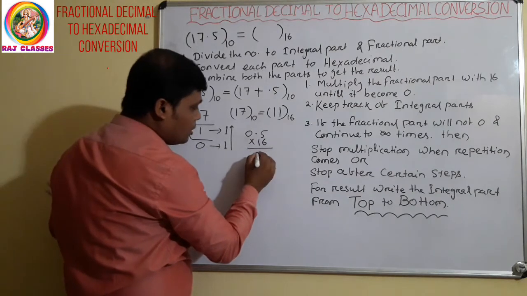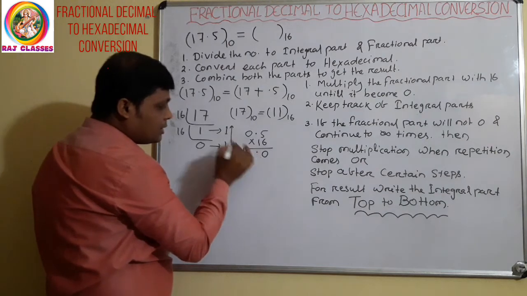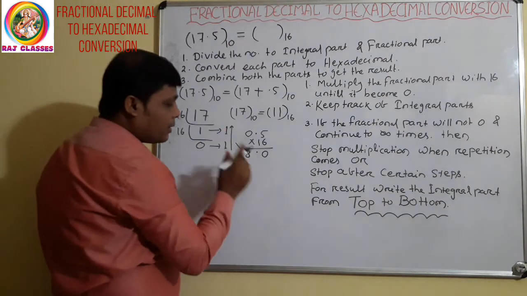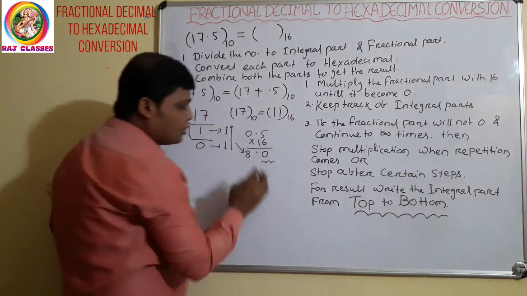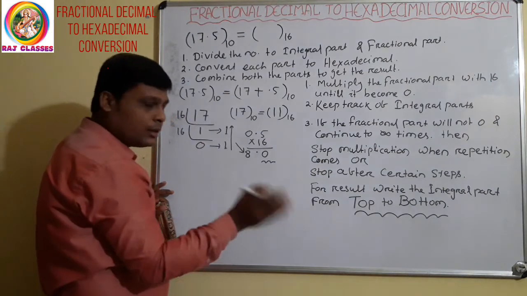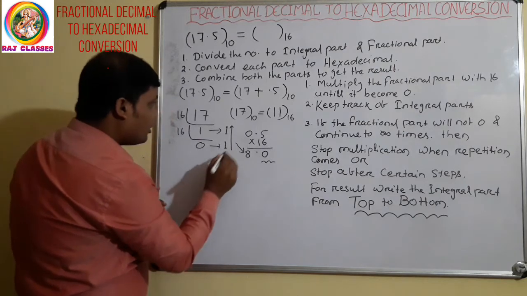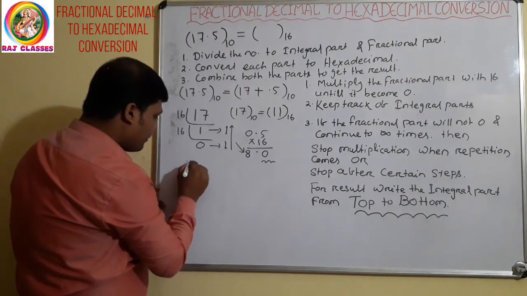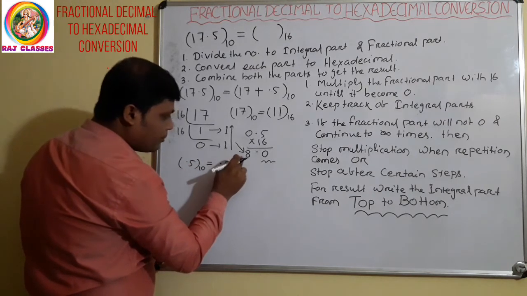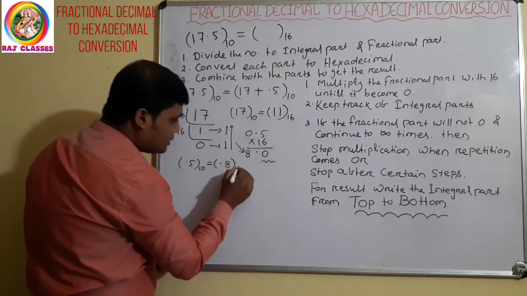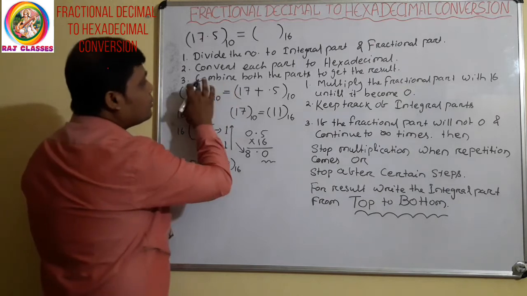Now multiply, this will be 8.0. Now see, this is the integral part. Now the fractional part becomes 0. So we need not multiply again. Clear? So this will be the result. 0.5 base 10 will be equal to 0.8 base 16.